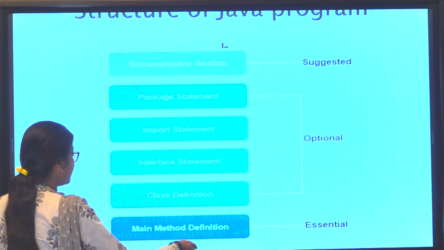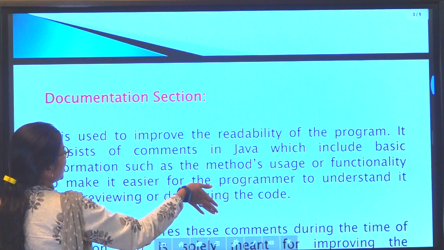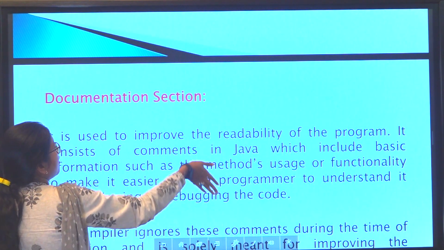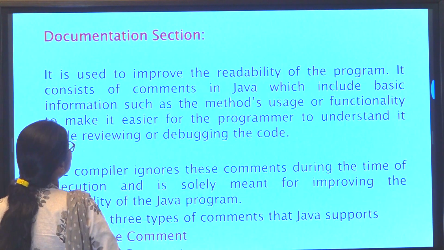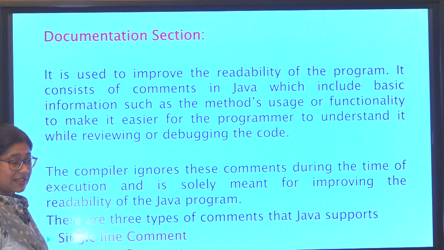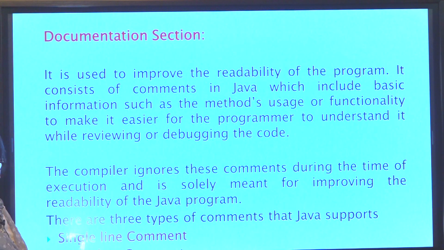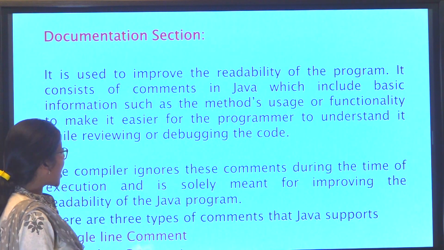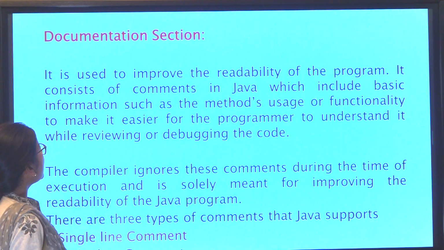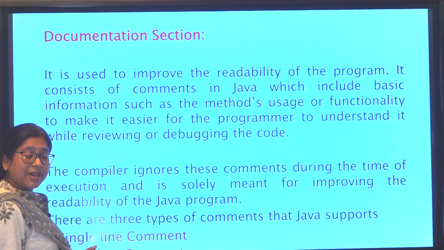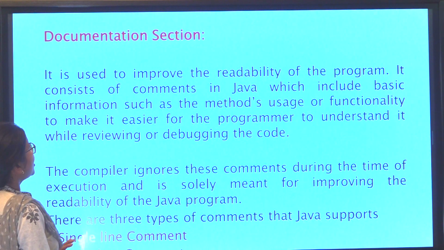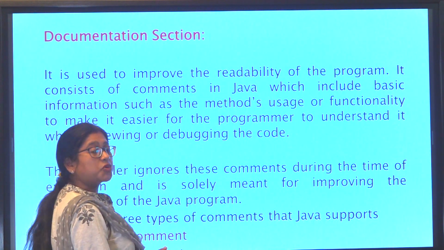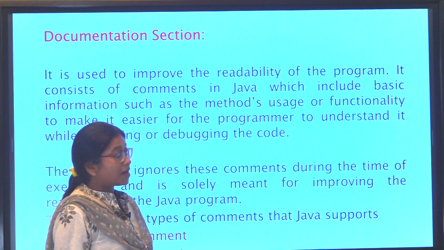Now we will deal with each and every section in detail. First one is your documentation section. What happens in this section? This is a suggestional section. In this section, basically, we define the comments in a Java program, and these comments are used to improve the readability of the program.